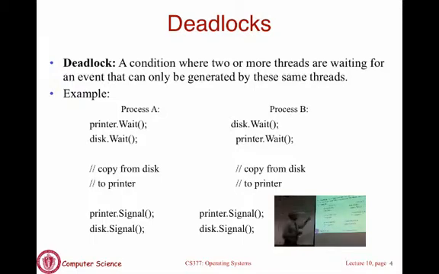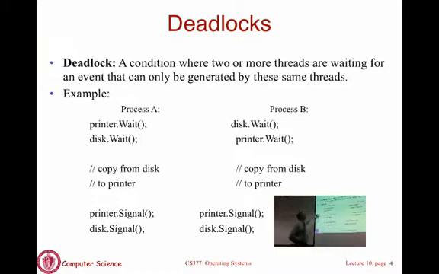Here's a simple example of two processes that are trying to grab a semaphore or a lock on two resources, a printer and a disk. The first process gets a lock on the printer first and then the disk. The second process gets a lock on the disk and then the printer. Opposite order. So what could potentially happen is process A can run and get the lock on the printer, and then let's say a context switch occurs and process B runs and gets a lock on the disk. And now A holds the lock on the printer, B holds the lock on the disk.